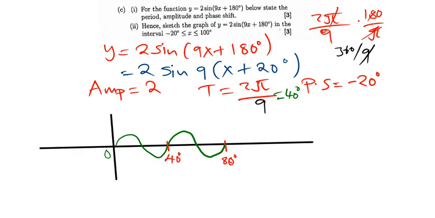Okay, so again within another 40 it's done. Now we're going up to 100, so we can do an extra half. We can just do half of the graph like this, and then that's where 100 is.